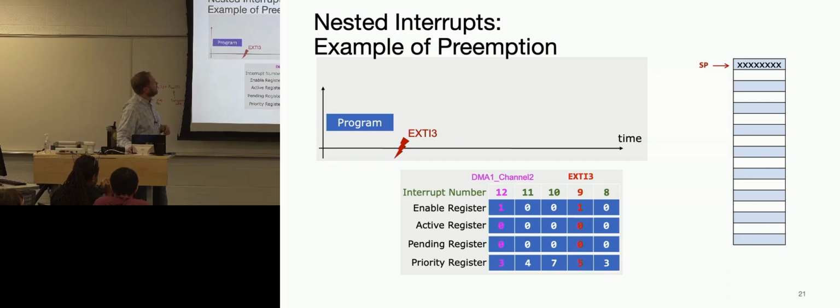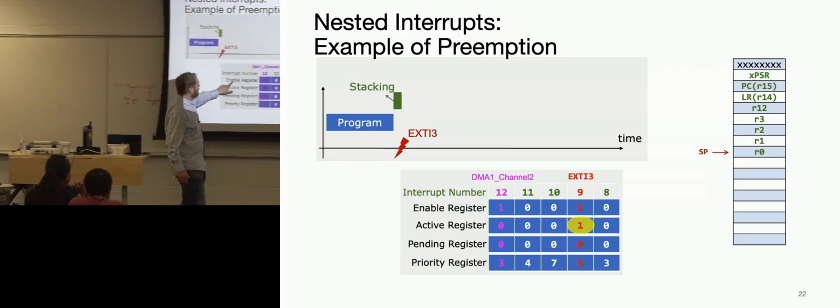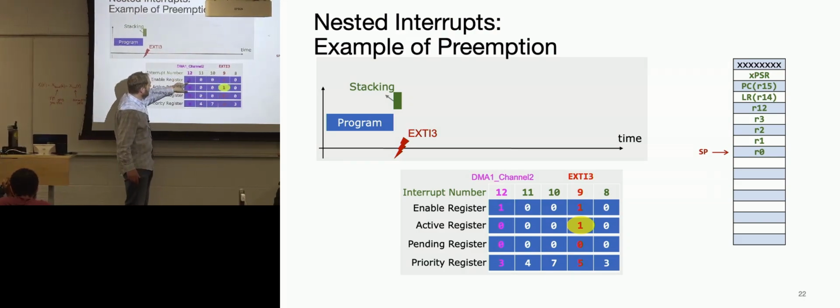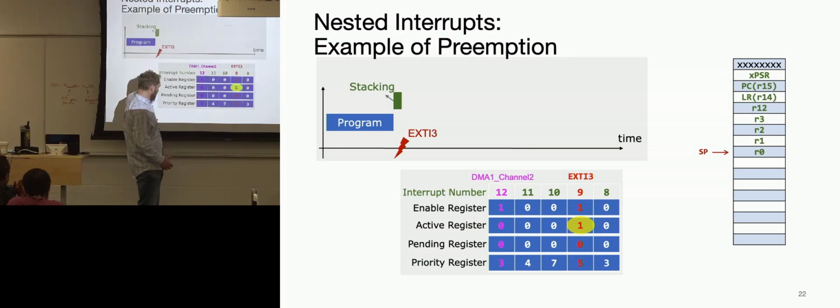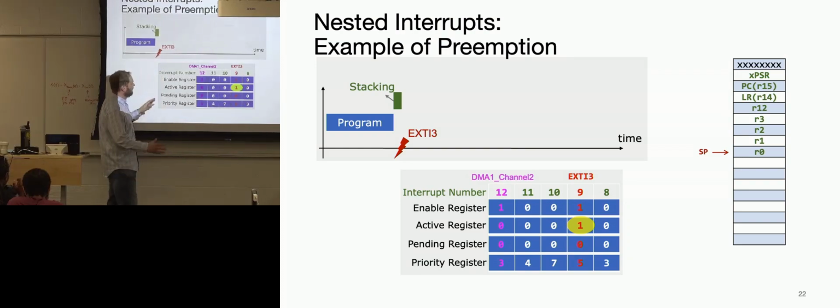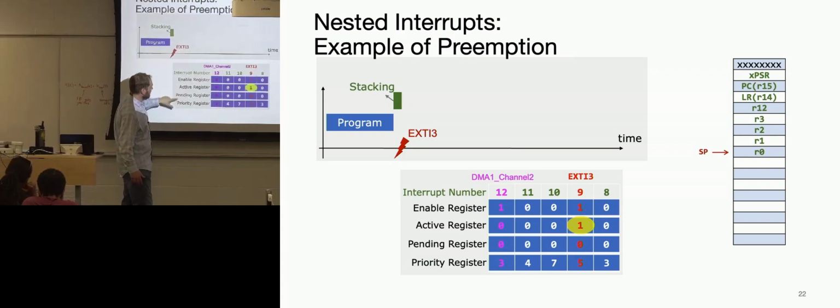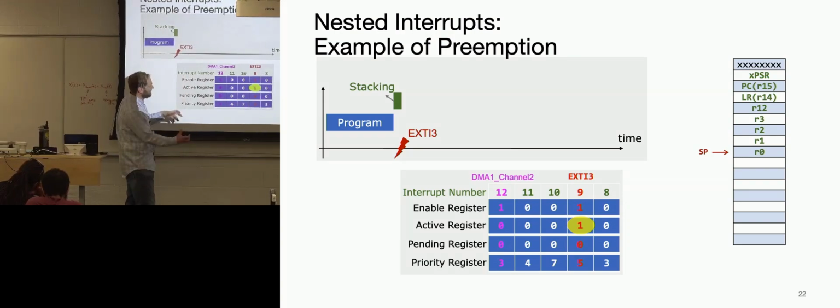So here we'll talk about a different version of preemption. Here we have stacking, so now we have both. Again, these are registers in the NVIC that you're going to write to set up. You're not going to write to active, and you're not going to write to pending. But you can write to enable, that's in the NVIC.